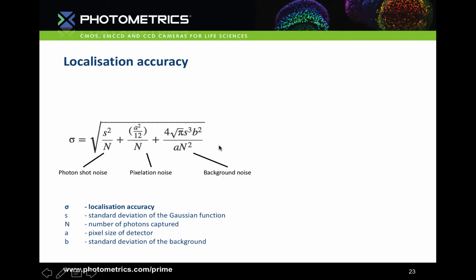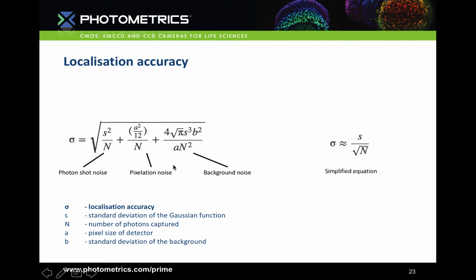But with small effective pixel sizes and low background noise, the equation is often simplified to S over the square root of N. To optimize localization accuracy, the most important consideration is to increase the number of photons detected. This is clear from the equation, where increasing N reduces the impact of the first 2 terms on the right-hand side of the equation. This can be achieved with good fluorophore selection and a sensitive camera.